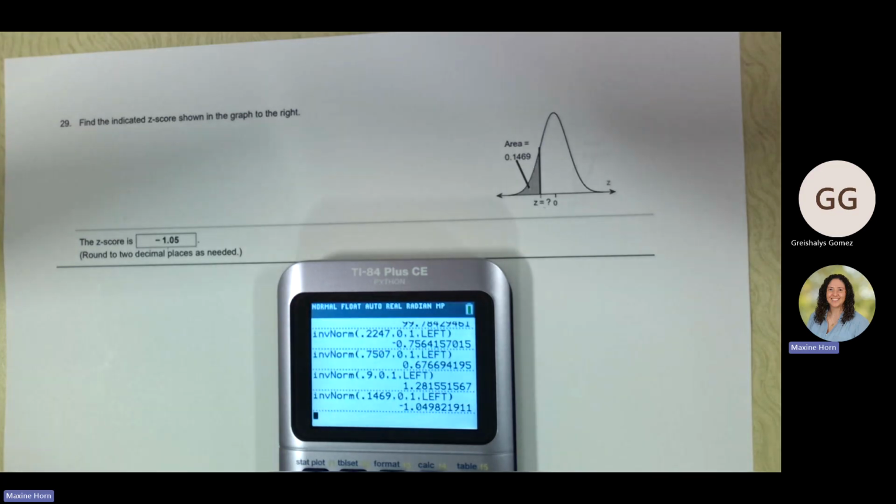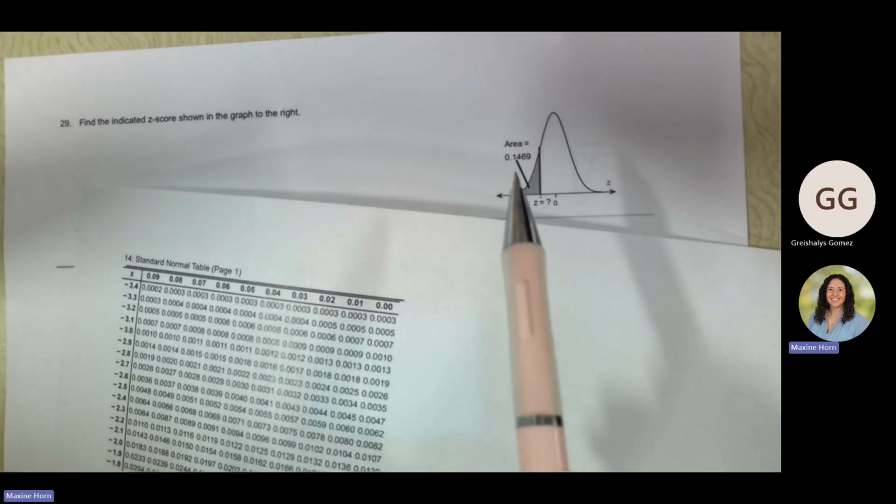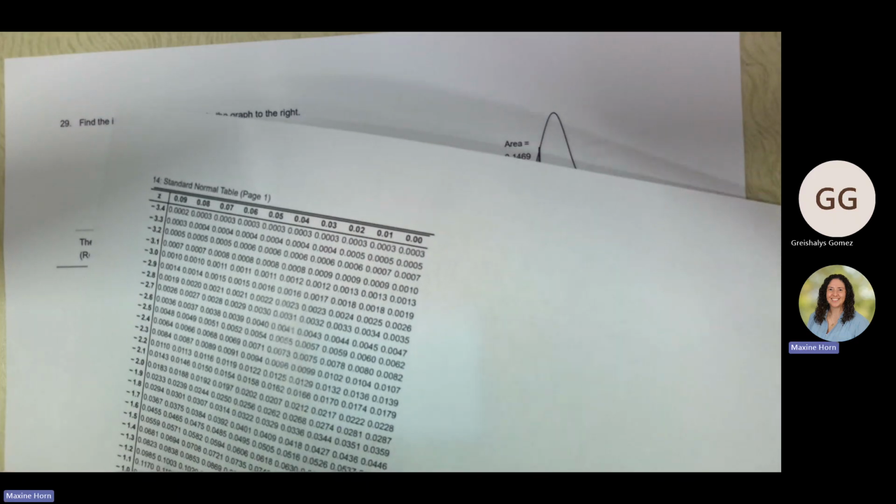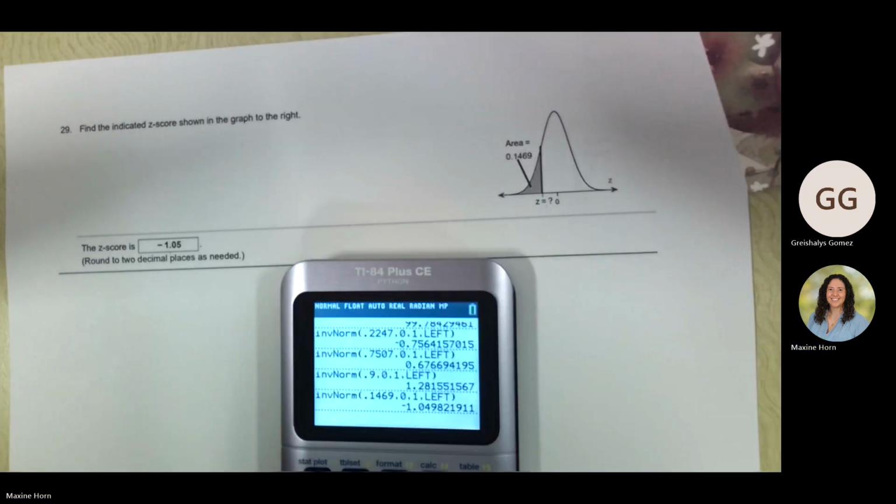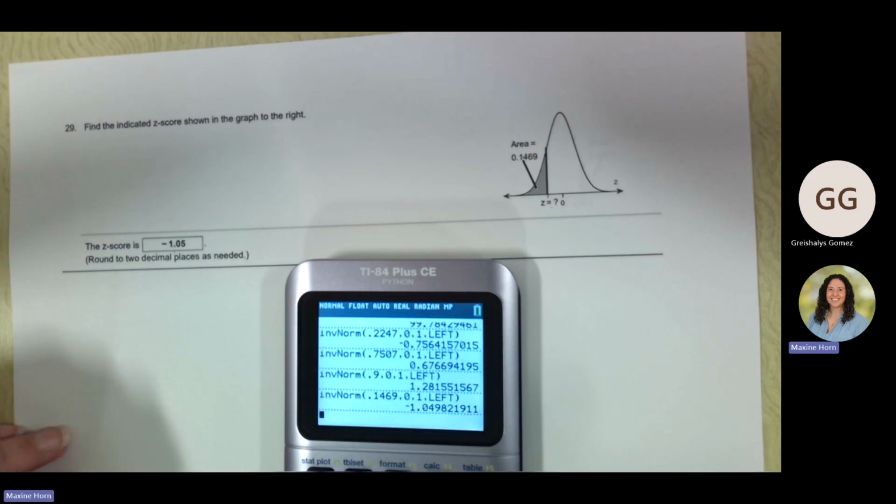Or again, if you wanted to do this in the table, you would look for in the body of the table an area of 0.1469, and you would find a corresponding negative 1.05. Guys probably couldn't see that, right? So you find 0.1469, and it gives you that same z-score. Okay. All right, we're almost done, guys.